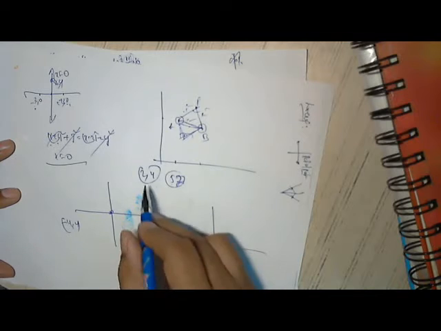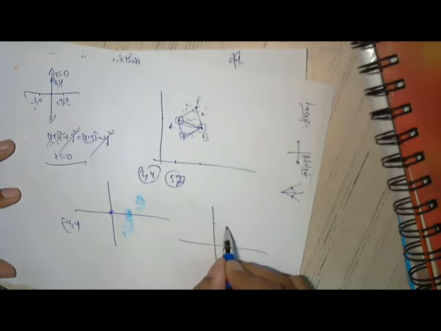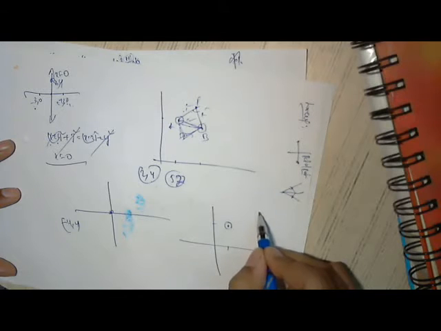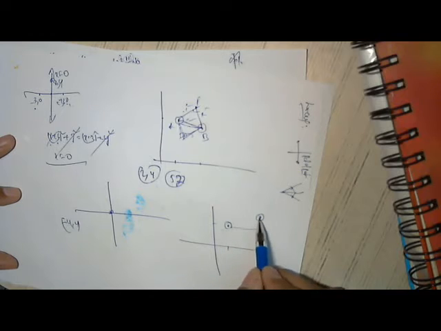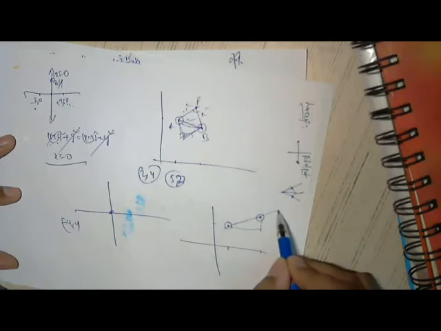This is the axis. Now I am putting the points 2, 4 and 5, 7. This is 2, this is 4. This is 5, this is 7. So this is the line going through these two points.